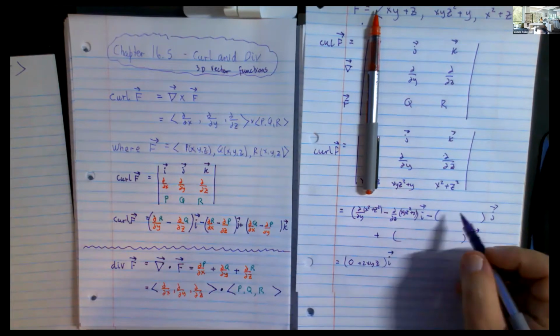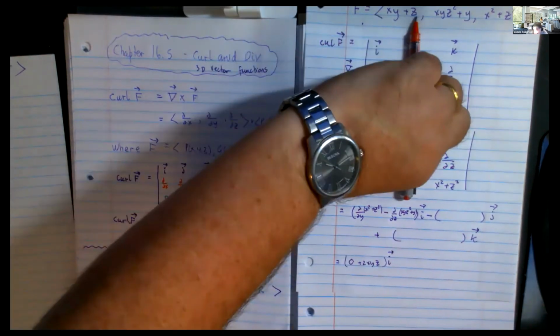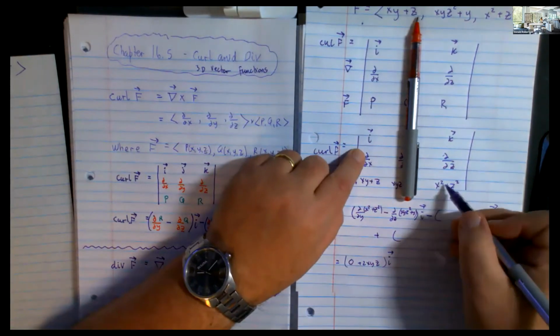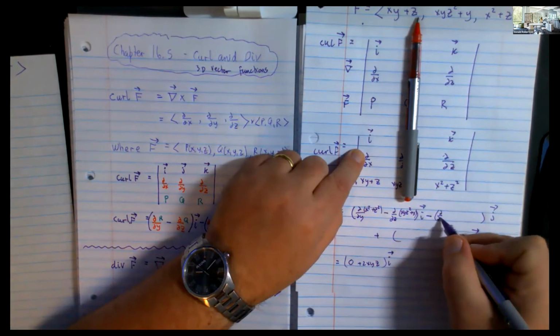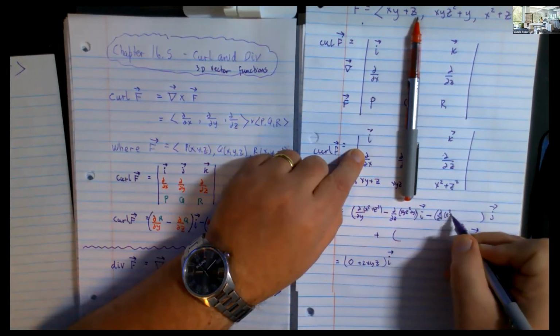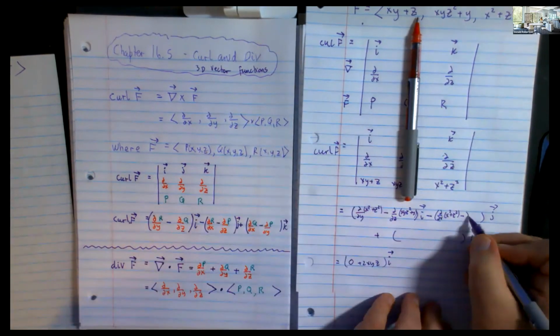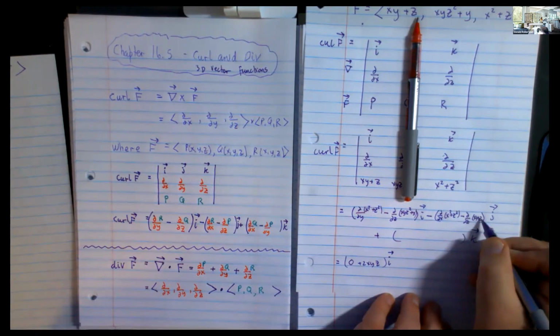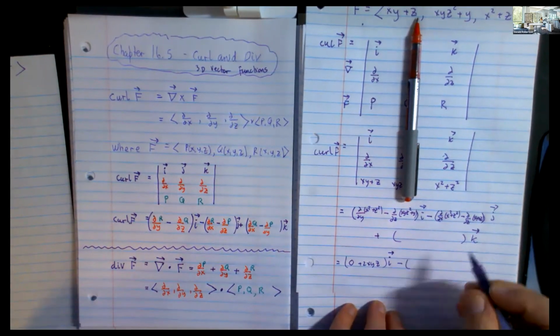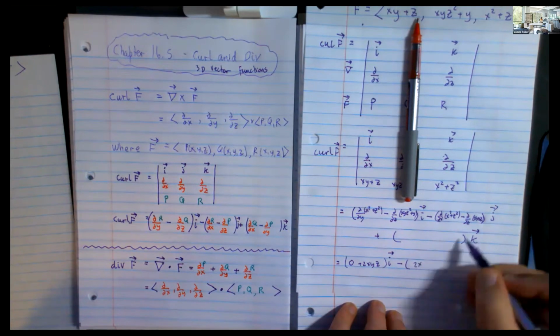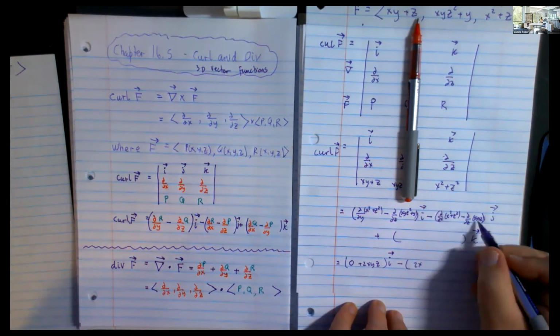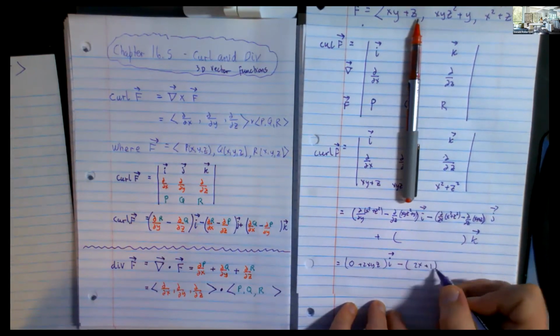Okay, you want j, you do the partial derivative with respect to x of x squared plus z squared, take away the partial derivative with respect to z of xy plus z. And let's see what that gets us. 2x, and what's that, xy plus z. Well, with respect to z, you just get 1. And that's your j component.